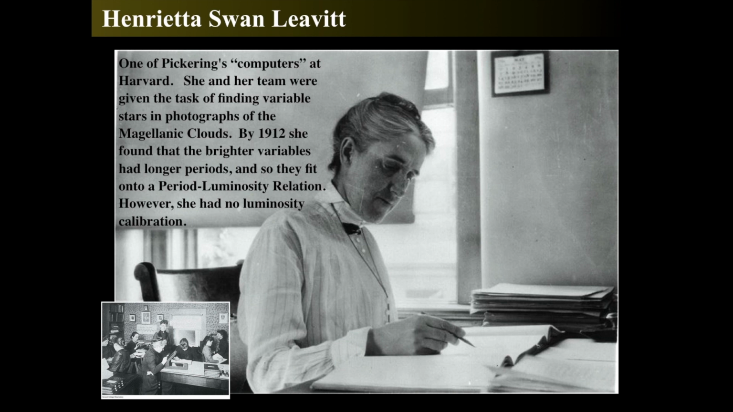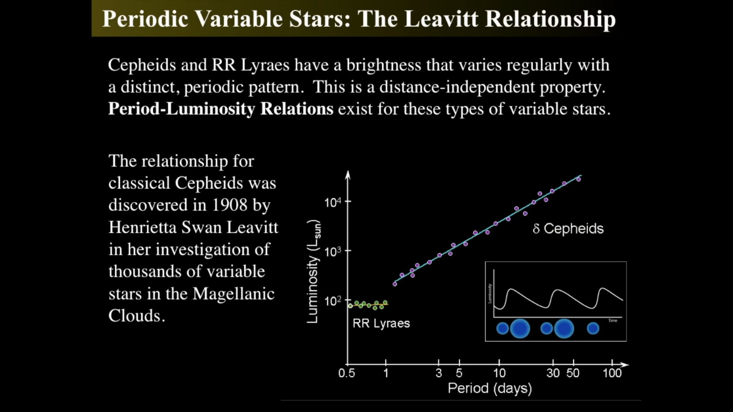Henrietta Leavitt was doing some work finding variable stars in the Magellanic Clouds. And by 1912, she found these brighter variables had these longer periods. So she was the one who first discovered the period luminosity relationship of Cepheid variables, a new type of variable star. But at the time, she had no way of actually getting the luminosity calibration, so she didn't do it. But let's call it the Leavitt relationship because that's what they really are.